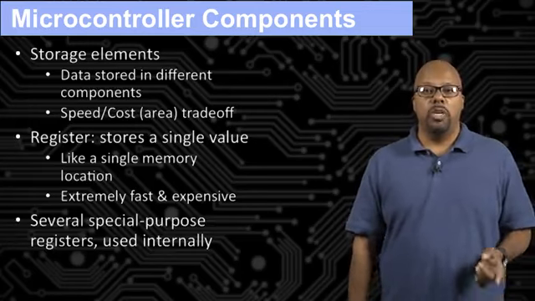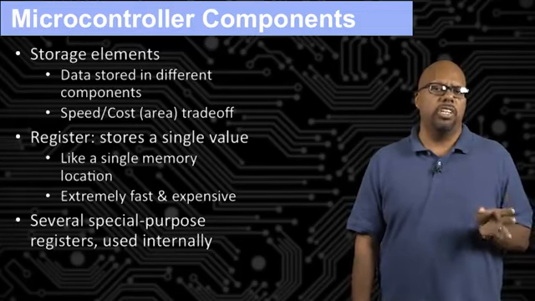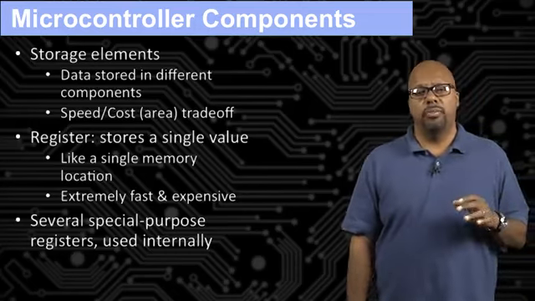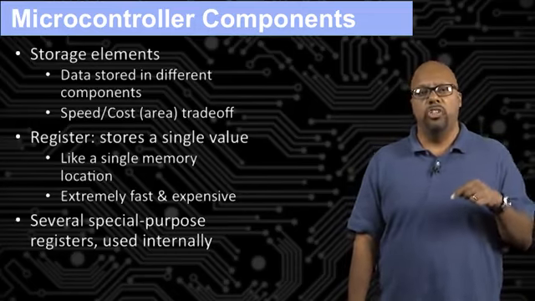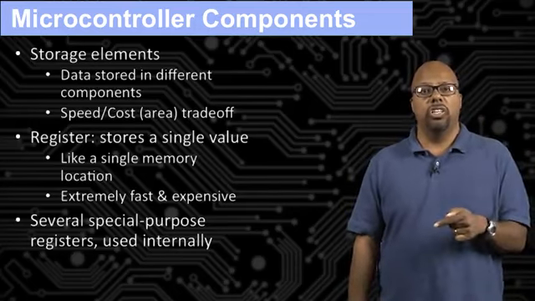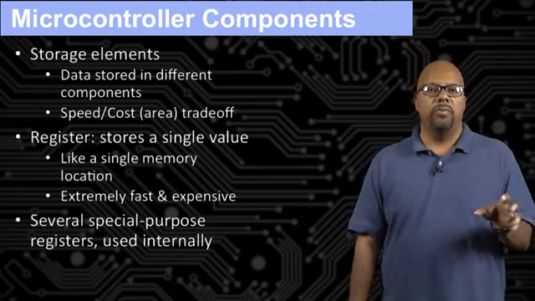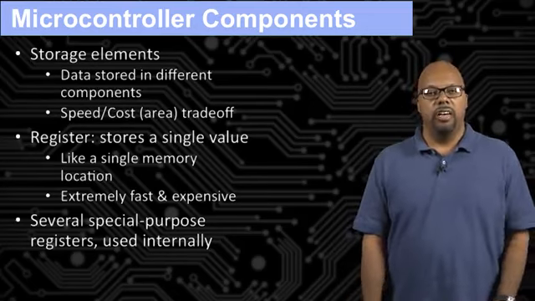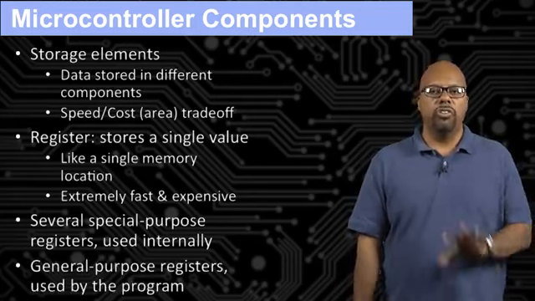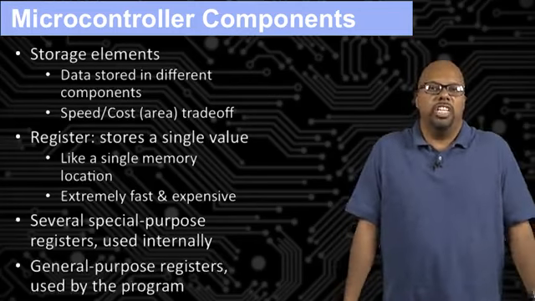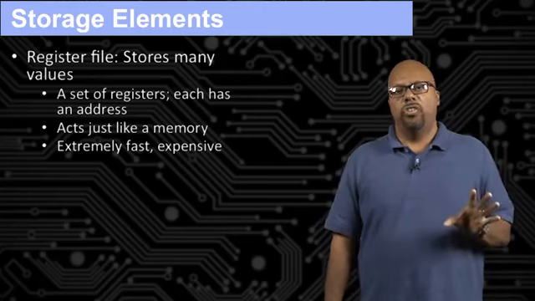So there are several special purpose registers that are devoted to particular tasks on the microcontroller. Like the program counter, which is a common one. The program counter is the register that tells you what instruction you're executing in the code. It's the address of the instruction you're currently executing. So that's something that you, as a programmer, shouldn't be manipulating. You shouldn't be touching that. But it's a special purpose register. But there are also a set of general purpose registers that your program can actually use for computation, arithmetic, things like that. There's also a register file.